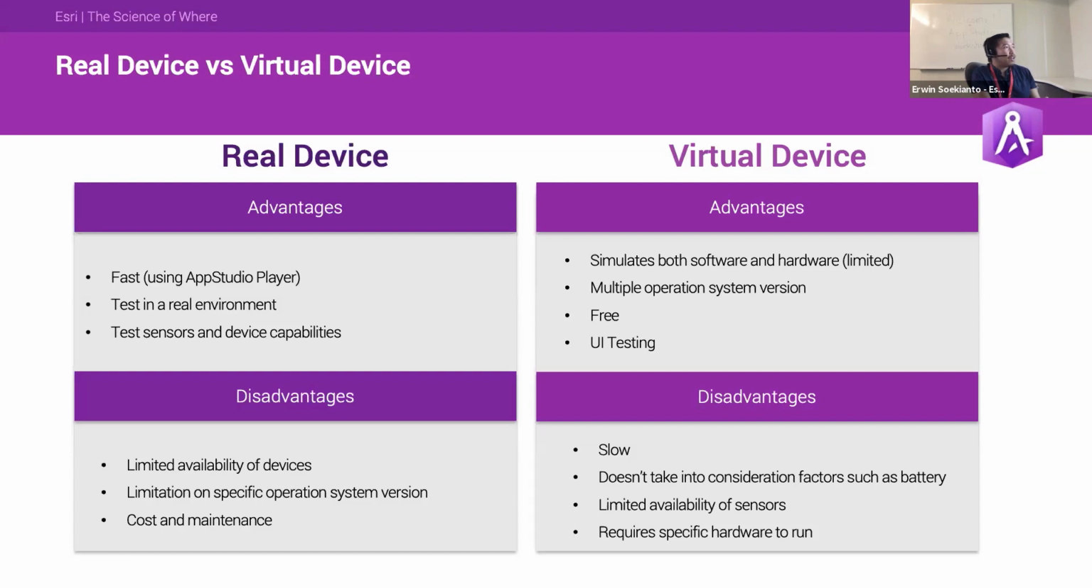So with those disadvantages, there is an option to use a virtual device, quote unquote virtual, that can simulate how that specific make and model works. You can install different operating systems. It's free, and it's easy to do UI testing. But it also comes with disadvantages because it's slow. It's slower because it's running a simulation on top of your computer, and if you want to test whether a specific functionality consumes a lot of battery, we can't test that in a virtual device. It's also hard to connect to a sensor using the simulator or emulator. It also requires special hardware for Android specifically.